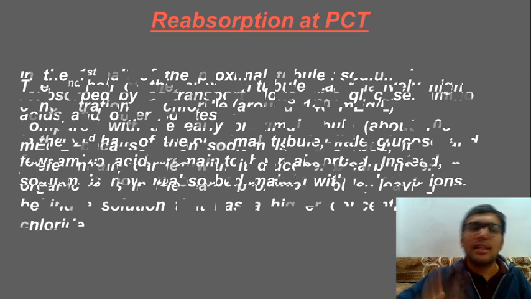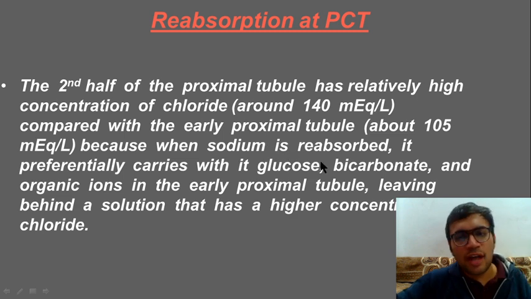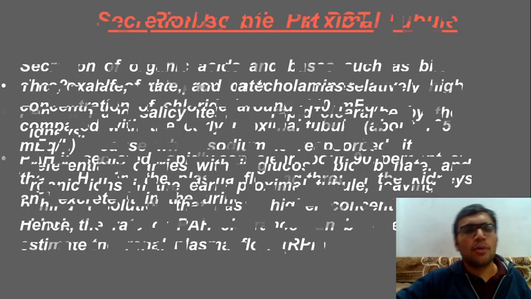Okay, so let me make that very clear. The second half of the PCT has a chloride concentration of 140 milliequivalent per liter. Early PCT has a concentration of 105. So what you have done is absorbed sodium with glucose in the first half, so now chloride has relatively become more. And you know that very well, now in the second part sodium will be reabsorbed with chloride. Is that okay? So this is all about reabsorption in PCT.